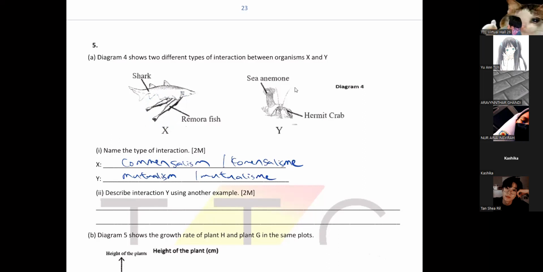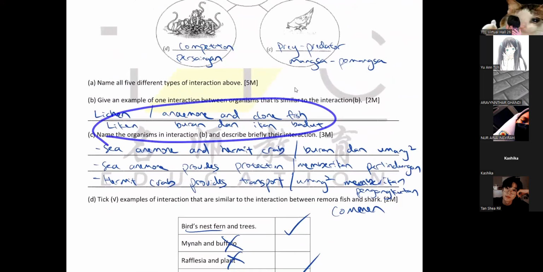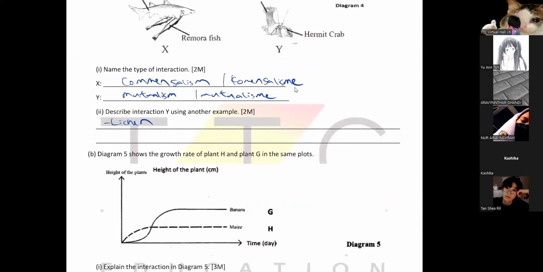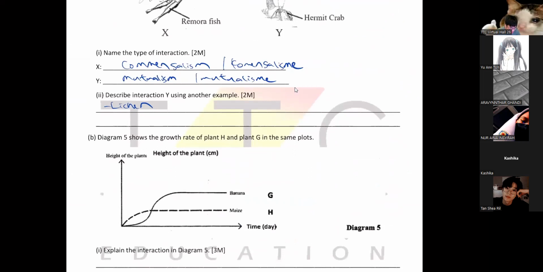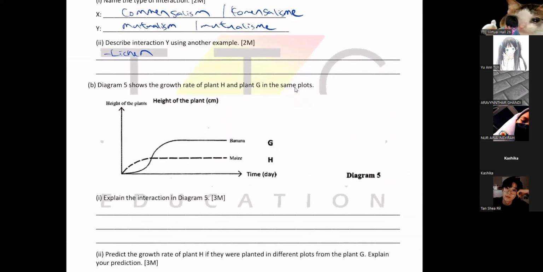So who else is like this? Like I told you, the lichen. Same question, goodness me. Same as this one. Your lichen, whatever. So just name one yourself. You need to describe. Make sure you write the thing that you know how to describe. So for example, if me, I would write the myna bird and buffalo. Myna bird eats lice, kutu, and buffalo provides free transport.